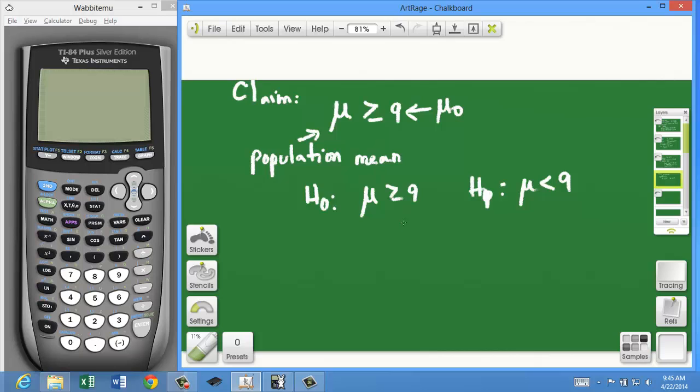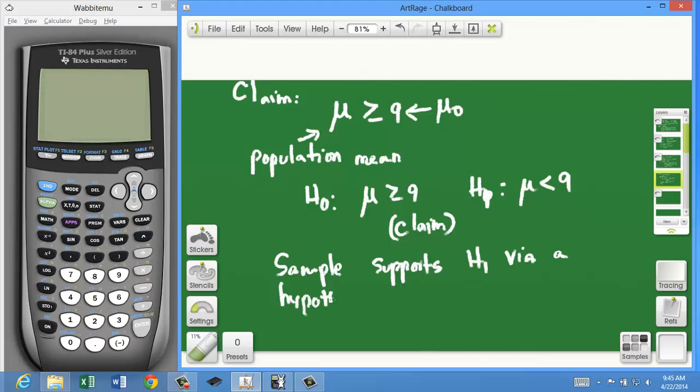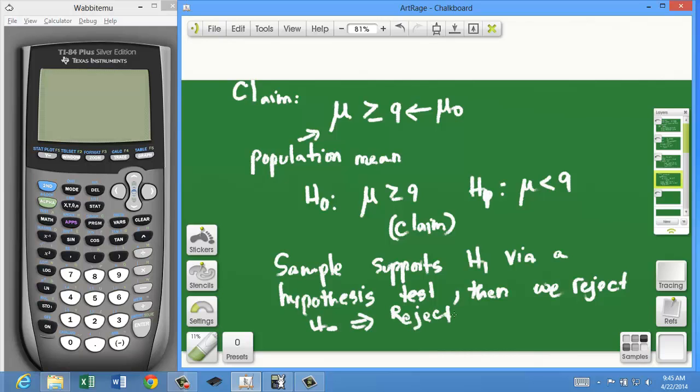The claim is represented by the null, and if the sample supports the alternative via a hypothesis test, if you perform a hypothesis test and the test supports H1, then we reject the null, and if we reject the null, we actually end up rejecting the claim. So we did not find evidence toward the claim.